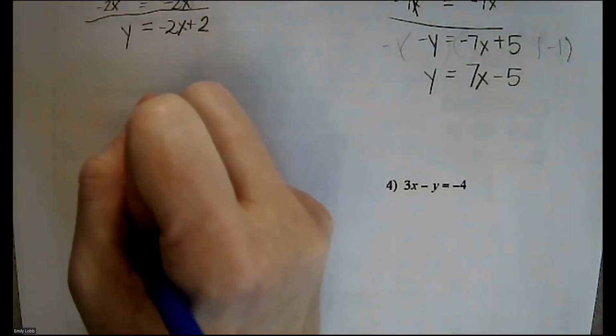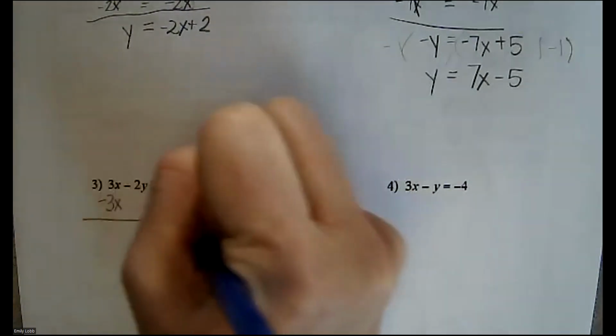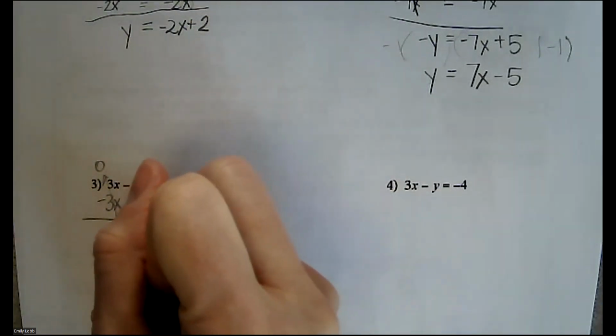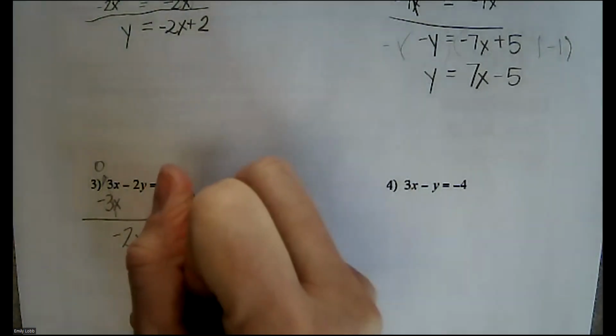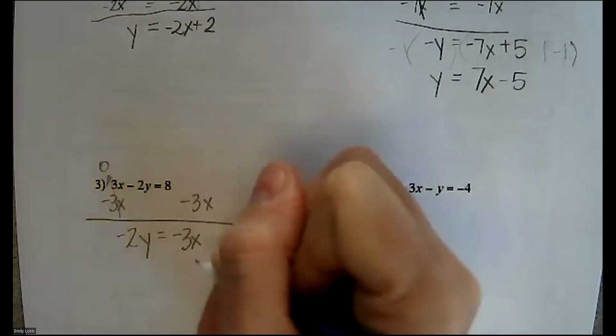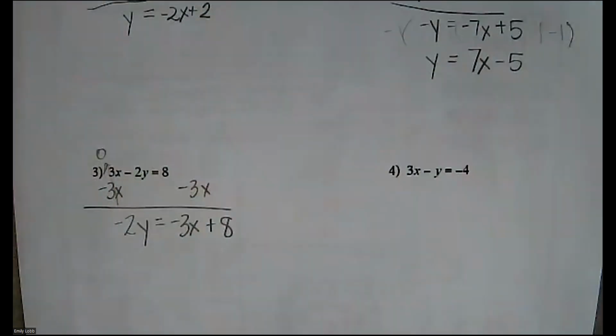Minus 3x. Whatever I do to the left, I have to do to the right. So you said that made that 0. So don't forget to bring down negative 2y. Bring down your equal sign, your variable term, and your 8, which is positive. So we write it as plus 8.